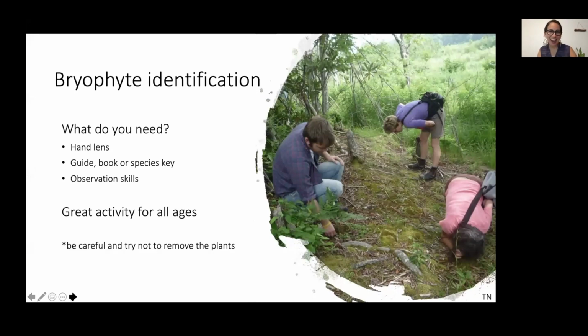Bryophyte identification. So what do you need to do if you want to go out and become a bryophyte lover? My suggestion is to have a hand lens. That would be very useful. It will probably also be useful to have a guide, a book, or a species key. And you need your observational skills. And I think it's a great activity for all ages.